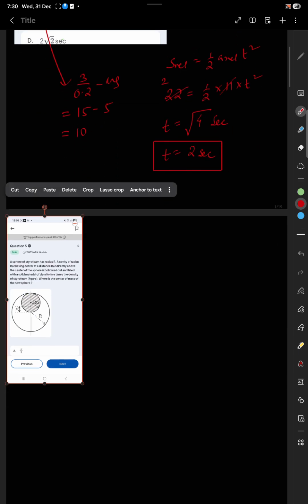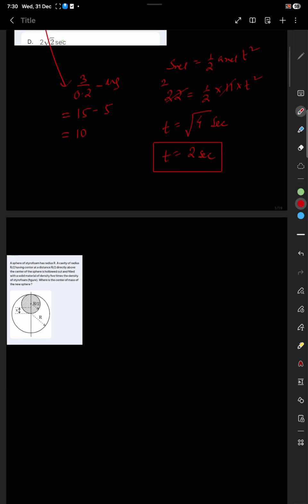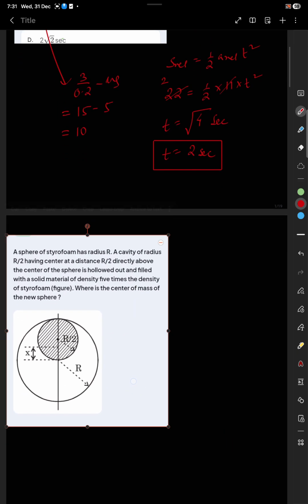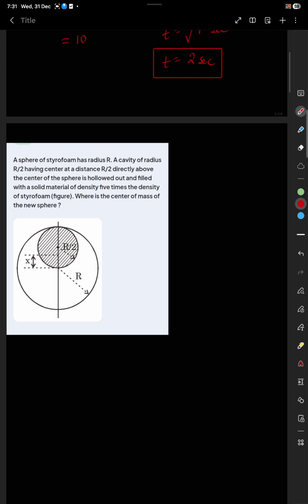And for this question, this is also a good one. A sphere of styrofoam has radius R, a cavity of radius R by 2 has center at a distance R by 2 directly above the center of the sphere, is hollowed out and filled with a solid material. So this one is first hollowed out, this is filled with some other material. So you well know that x cm equals m1 x1 minus m2 x2 plus m3 x3, because this is added up later, divided by m1 minus m2 plus m3.